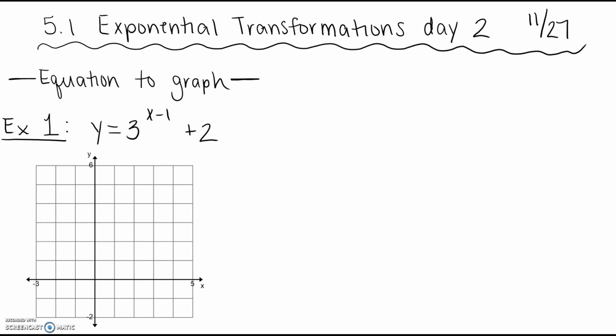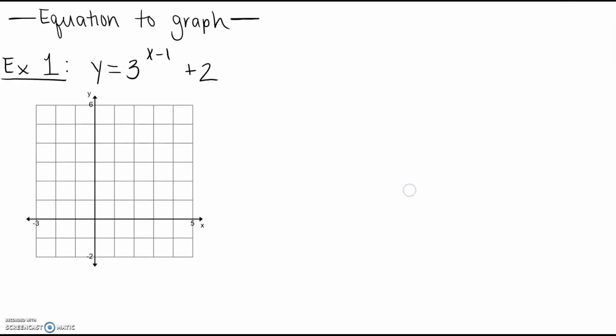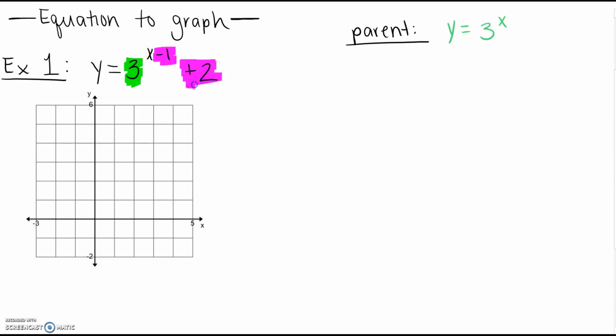So the first example, we have y equals 3 to the power of x plus 1 minus 2. So first thing I would do is take note of the parent. Parent is going to be based off the base, which is 3, which means the parent is y equals 3 to the power of x. Next thing I would look at are my transformations. So I have a minus 1 and I have a plus 2.